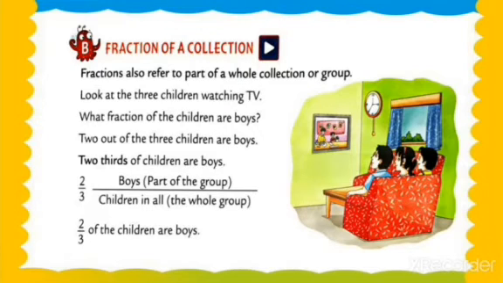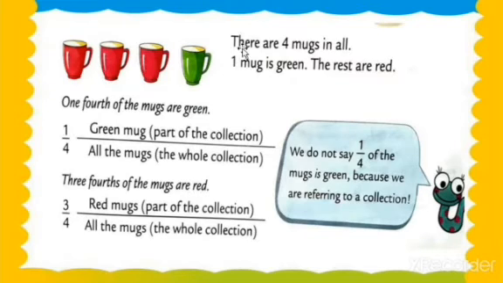So now we move on further here. Okay, there are 4 mugs in all. See this, it's called a mug, a cup of tea. 1, 2, 3 and 4. There are 4 mugs in all. 1 mug is green, the rest are red. 3 are left, and the 4th one is green in color. Okay, 1/4 of the mugs are green.